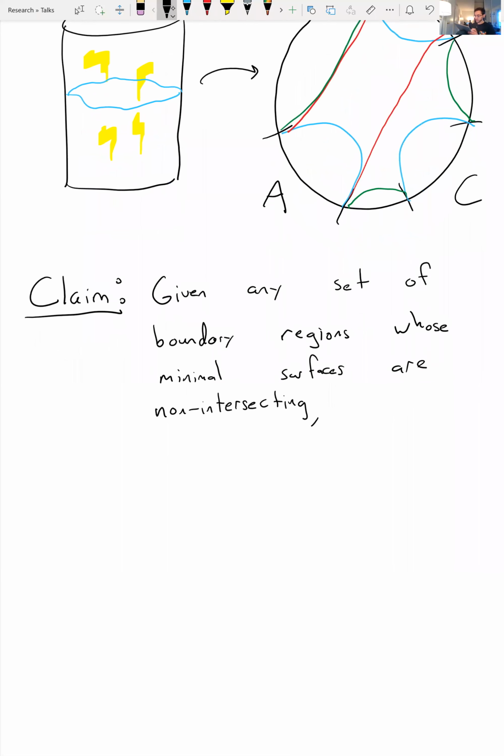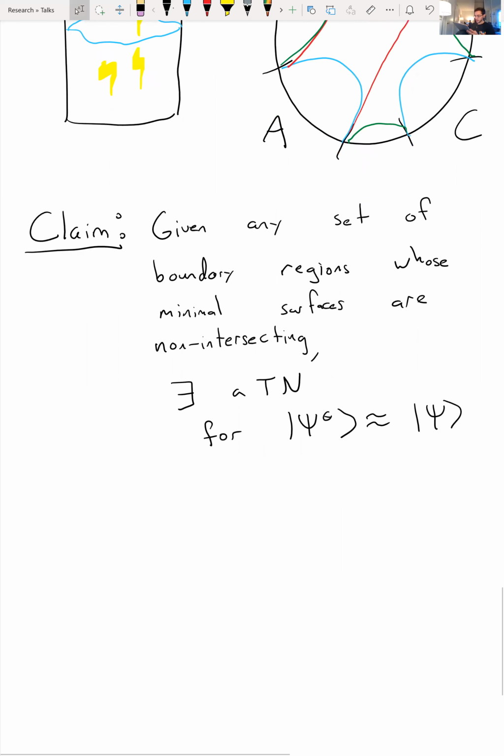So given any set of boundary regions whose minimal surfaces are non-intersecting, there exists a tensor network for a state psi epsilon, which is very close to our original state psi, in a sense that I'll make precise later, whose bond dimensions are the right ones, whose dimensions are e to the area over 4G Newton, plus some subleading corrections.